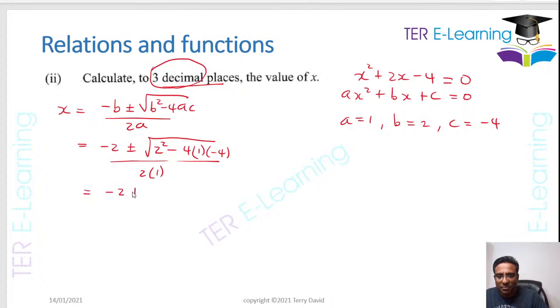So this is minus 2 plus or minus, and let's work out what should go under the square root sign. So 2 squared is going to give me 4, right? So that's 4 minus 4 multiplied by minus 4, which is going to give me plus 16. So that's 20. So what I'm getting here is 20. So this is the square root of 20 divided by 2.